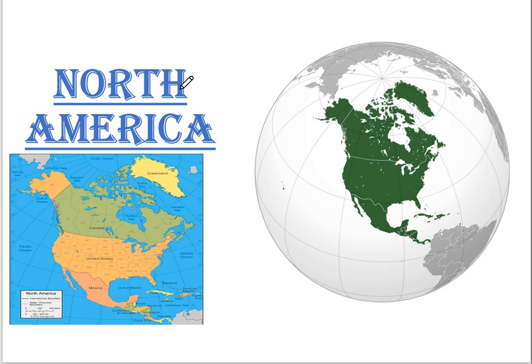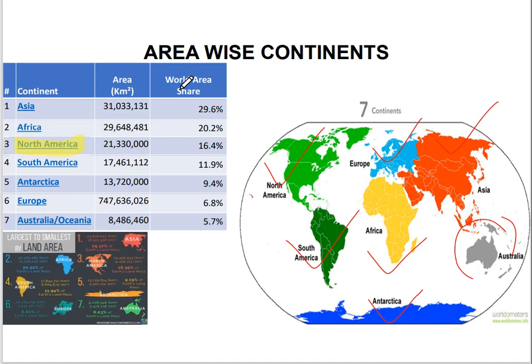What is a continent? Continents are the bigger landmasses available on the earth, formed by the continental drift theory. I have already discussed what a continent is and the details of the continents, how many continents there are, in a separate video. And today we are going to learn about the North America continent.